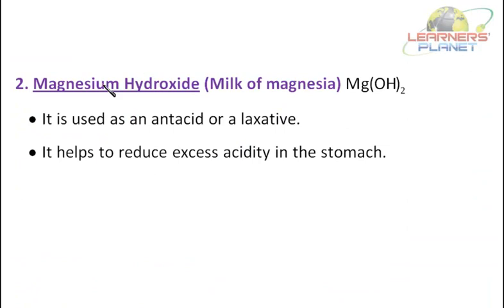Then there is another base, that is magnesium hydroxide. This is also called milk of magnesia. Okay, and it is used as an antacid or a laxative. So this is used as an antacid basically. Magnesium hydroxide is used as an antacid. The prime use of this magnesium hydroxide is as an antacid. Right? It helps to reduce excess acidity in the stomach. This is the main component of the antacids which are consumed. Right?